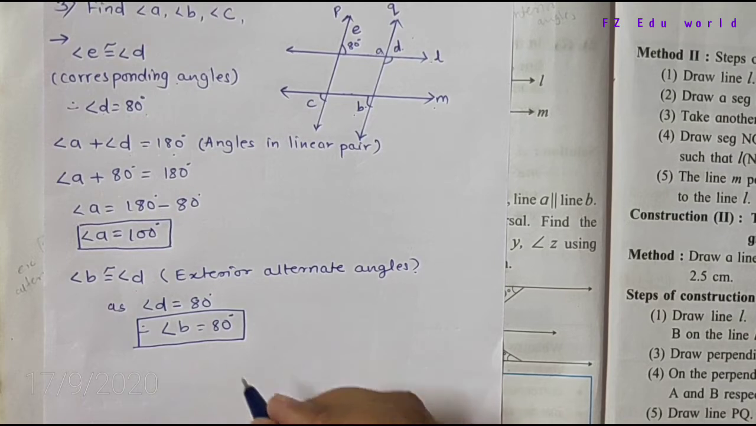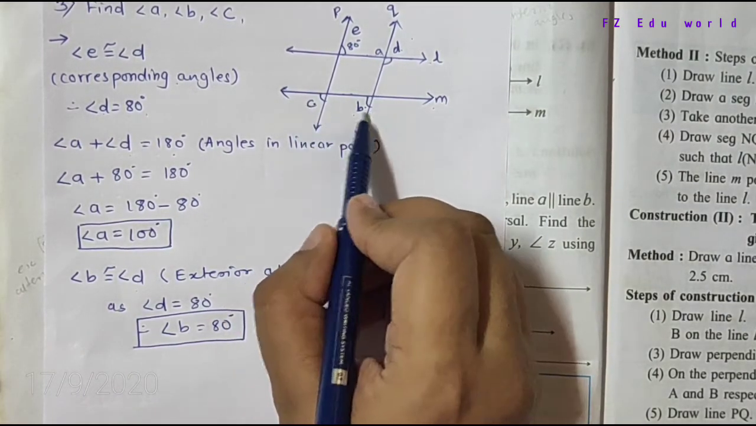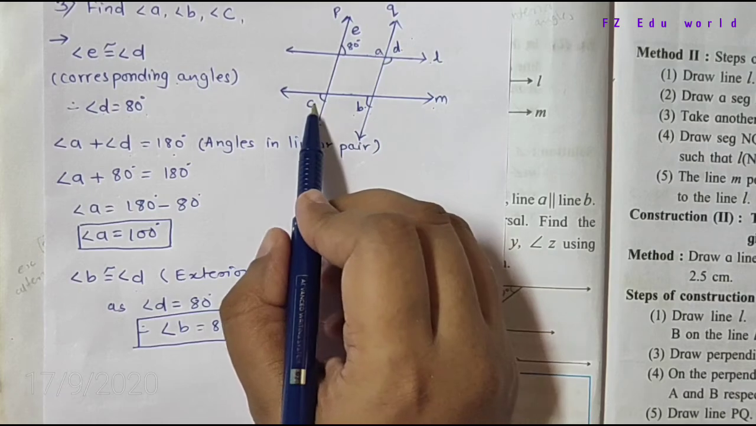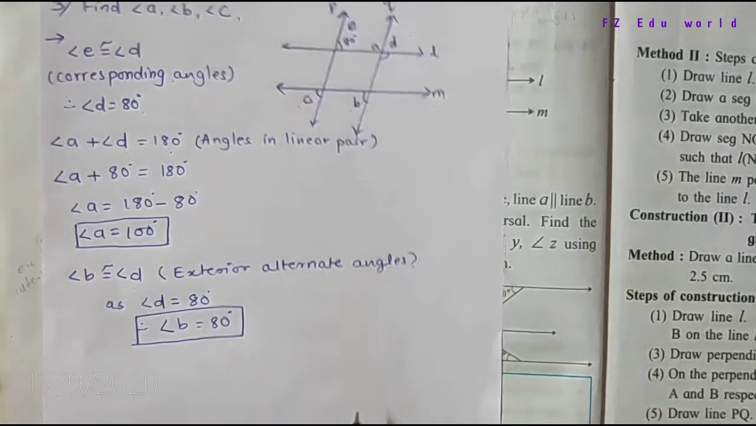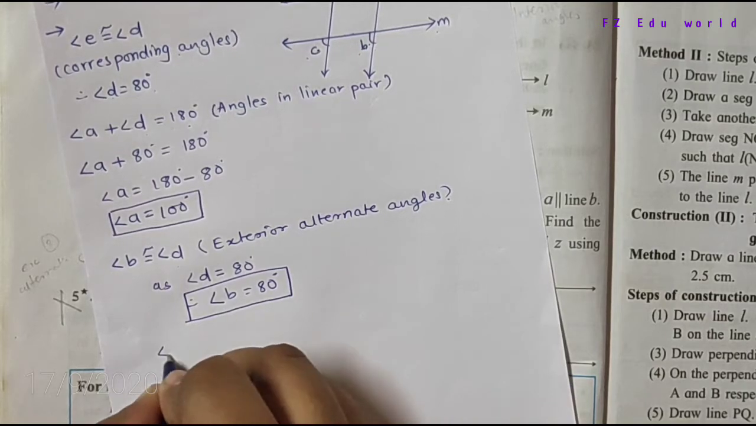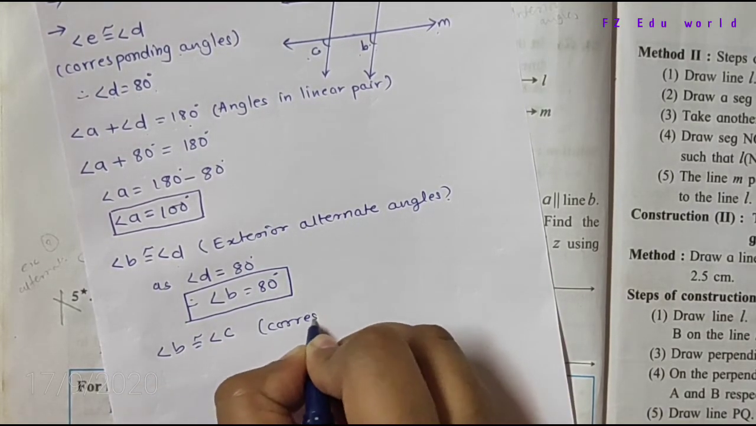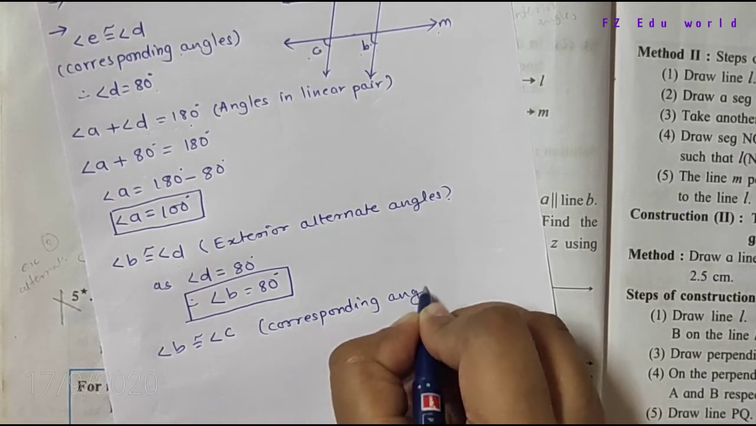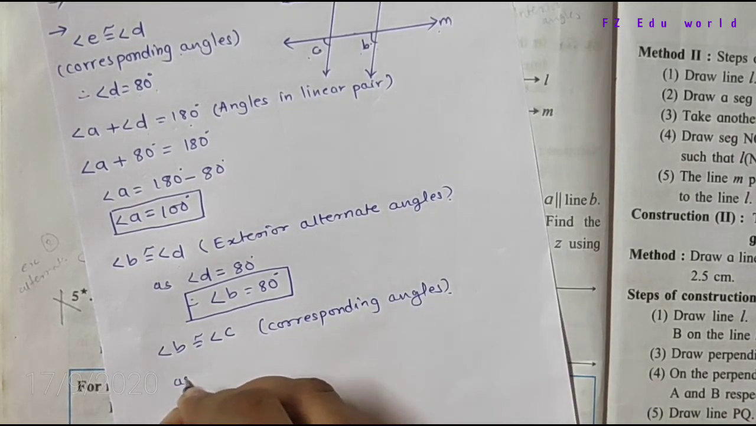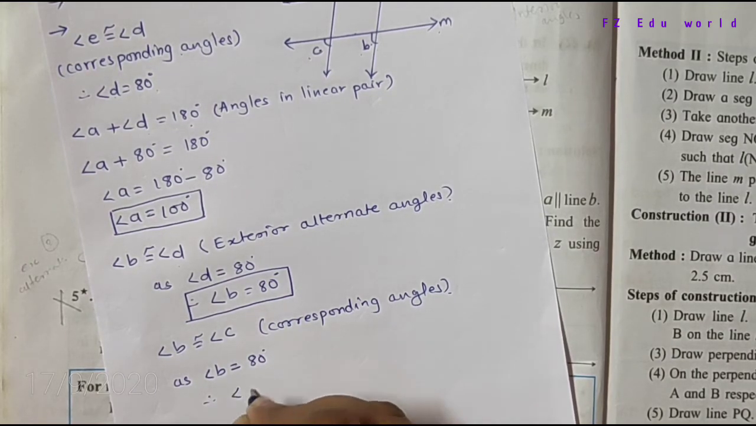Now we have to find angle C. Now see here, angle B and angle C are corresponding angles. So they are also congruent, and if B is 80 degrees then C is also 80 degrees. Angle B is congruent to angle C, corresponding angles. As angle B is 80 degrees, therefore angle C is also 80 degrees.